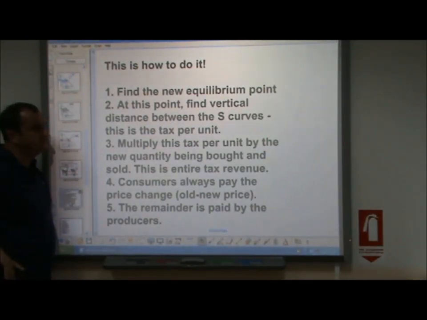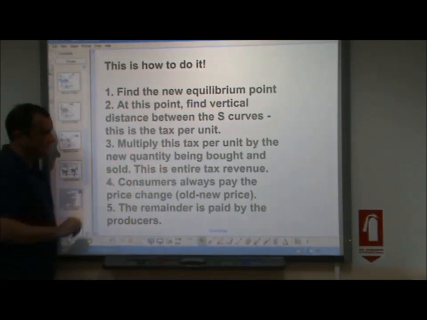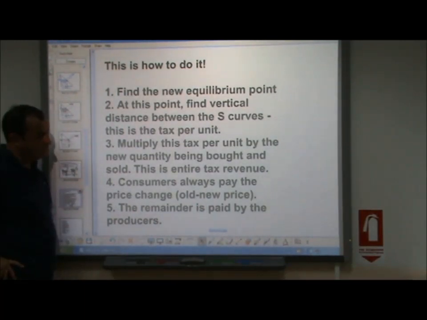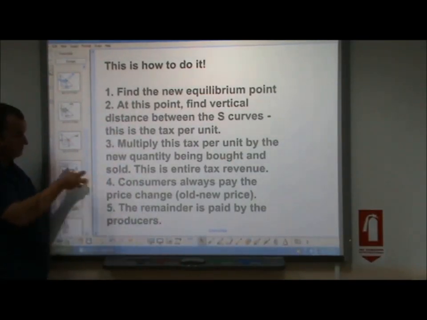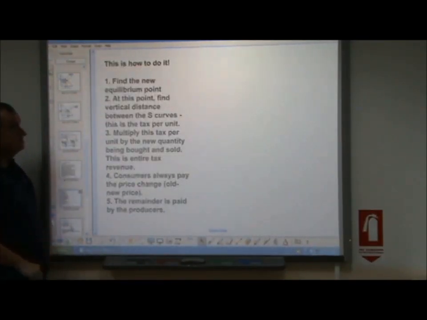And then how do you split between consumers and producers? Well, remember, the consumers always pay the price change, the difference between the old and the new price. The remainder is paid by the producers. I'm going to take these words and squash them to one side of the page. There, same words, but let's explore this now.